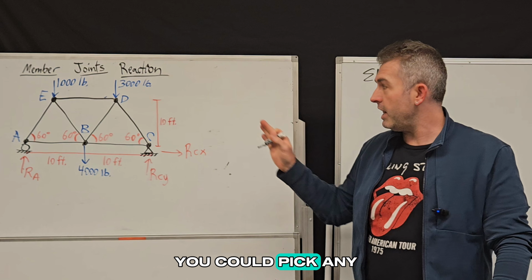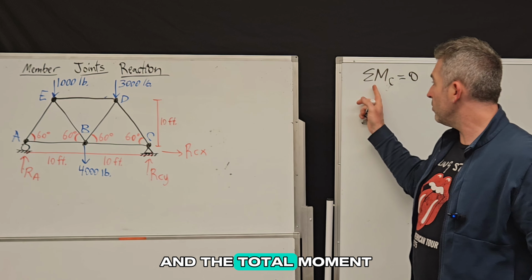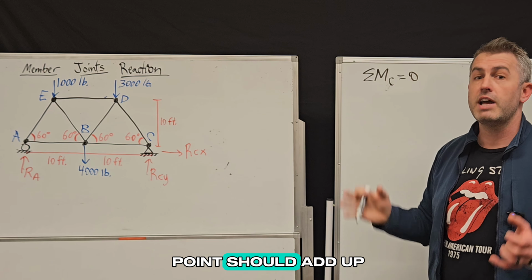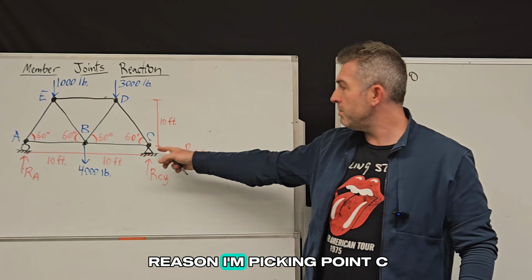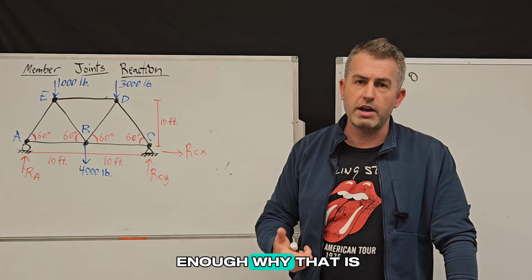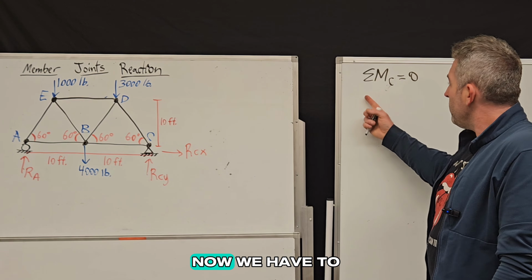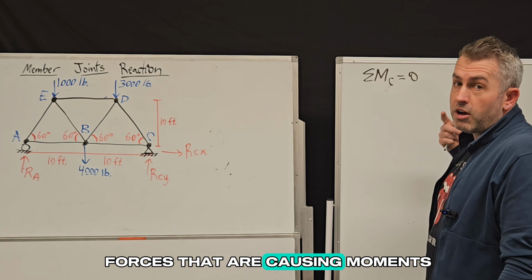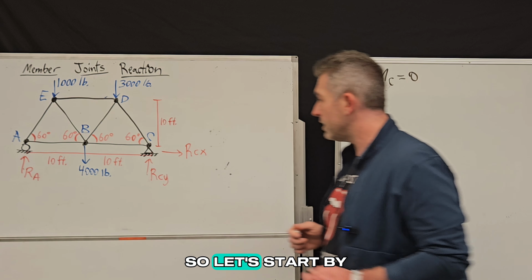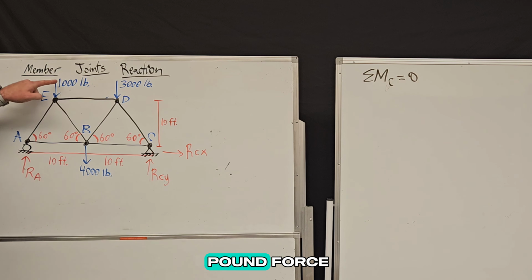And technically you could pick any point on this bridge and the total moment or rotation around that point should add up to 0. But there is a reason I'm picking point C, and you'll see soon enough why that is, okay? So now we have to figure out what are all the forces that are causing moments around point C. So let's start by looking at this 1,000 pound force.